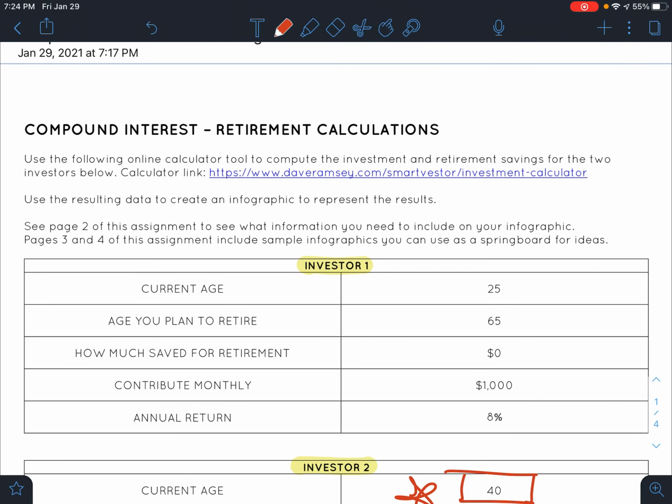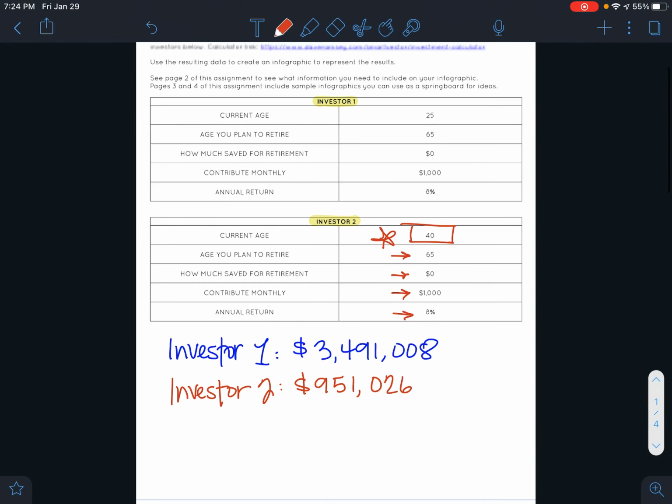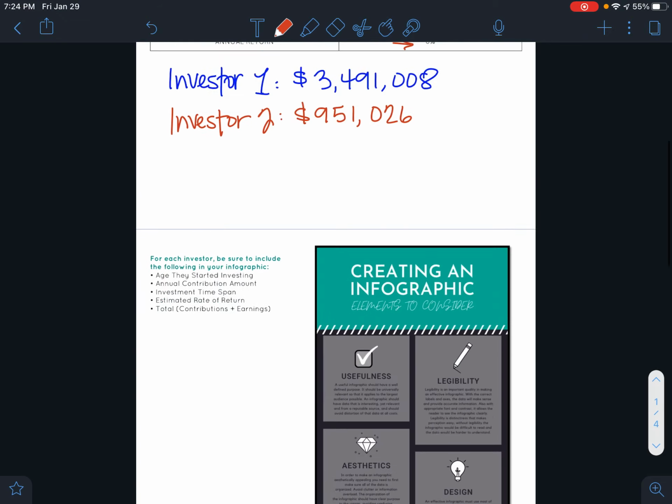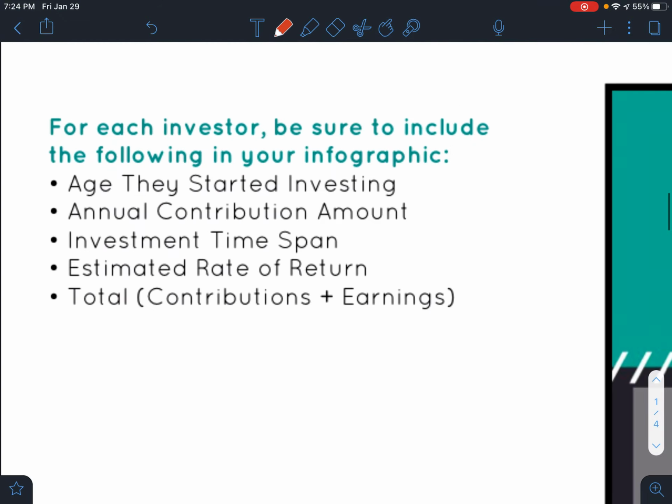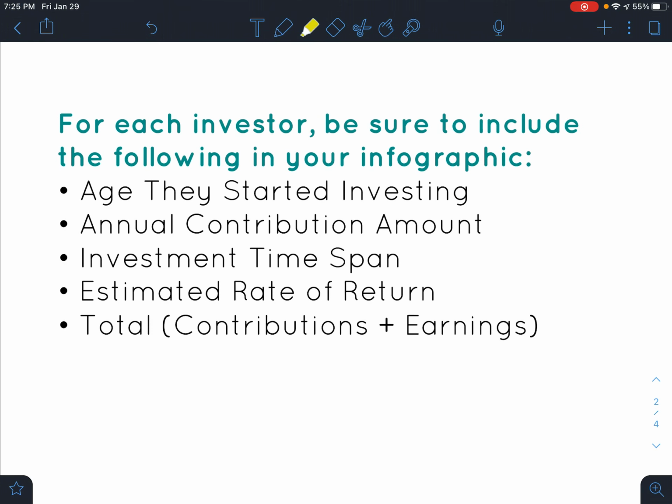So I'm going to go back to my note on Notability, back to the assignment directions. So the only thing you really probably should write down or document are just those 2 totals that I wrote down, because you'll be using those for the main part of this assignment. So I'm going to scroll to the next page, and this little tiny bulleted list is what I want you to pay attention to most.